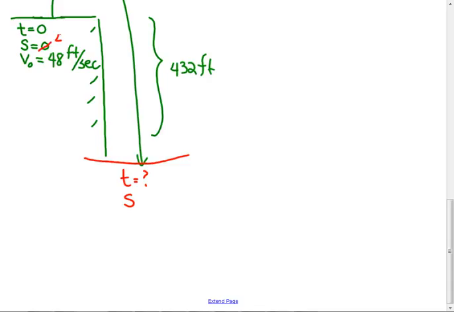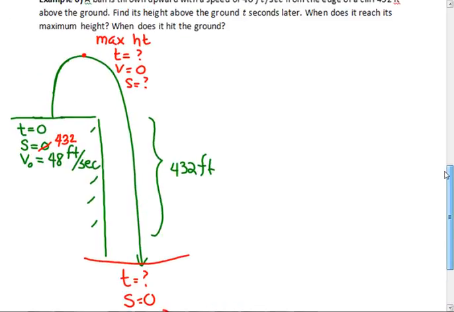This is 432 feet, because you're starting at the top of the cliff. So what's s here? 0. You could keep that at 0 and make that negative 432. It doesn't matter. And what's your velocity? I don't know. That helps me, because I want to write all these equations up. And yeah, I will use some physics equations. We could prove them if we wanted to.